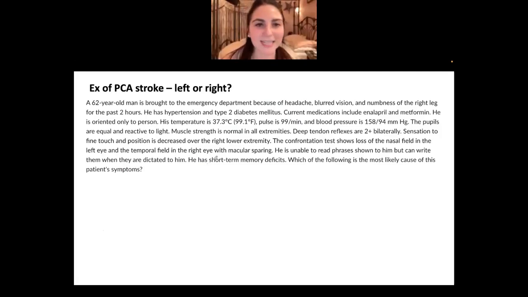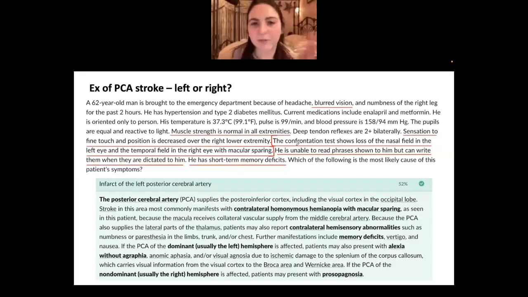It's going to be a hodgepodge of everything. But if I'm looking for that visual thing, it's right here. This is basically what it's describing. Contralateral homonymous hemianopsia with macular sparing. Confrontation test shows loss of the nasal field in the left eye and temporal field in the right eye with macular sparing. That's what this will look like in your vignette for a PCA stroke. And then there are other things too, like unable to read phrases shown to him, so alexia, but he can write them, so he doesn't have agraphia. Little things like that. Numbness of the leg, just a bunch of stuff basically.